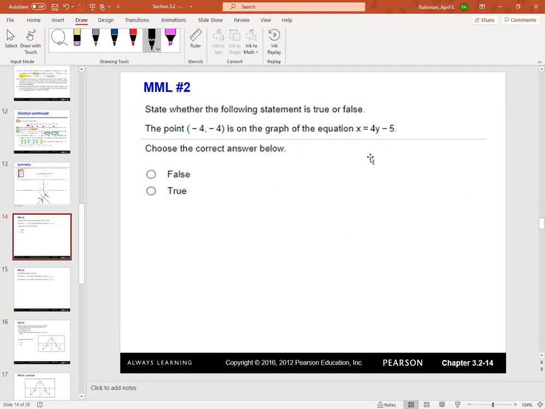Mymathlab number 2 starts out very simple. It says, state whether the following statement is true or false. The point -4, -4 is on the graph of the equation x equals 4y minus 5. The way you do this is you take the x coordinate, which is -4, and you plug it in place of the x, and you take the y coordinate, which is -4, and plug it in place of the y.